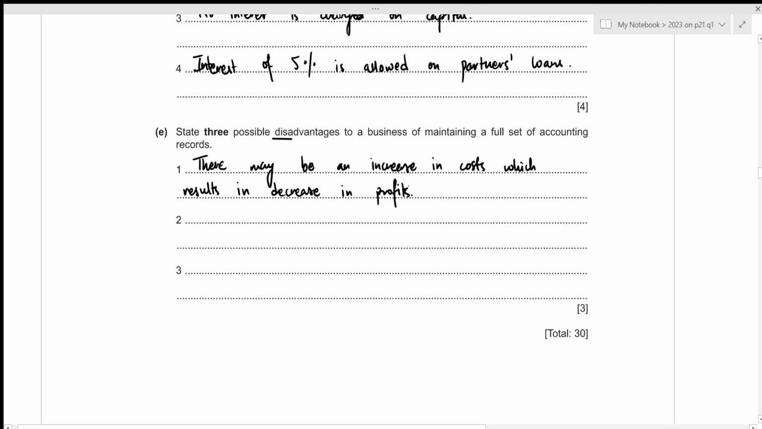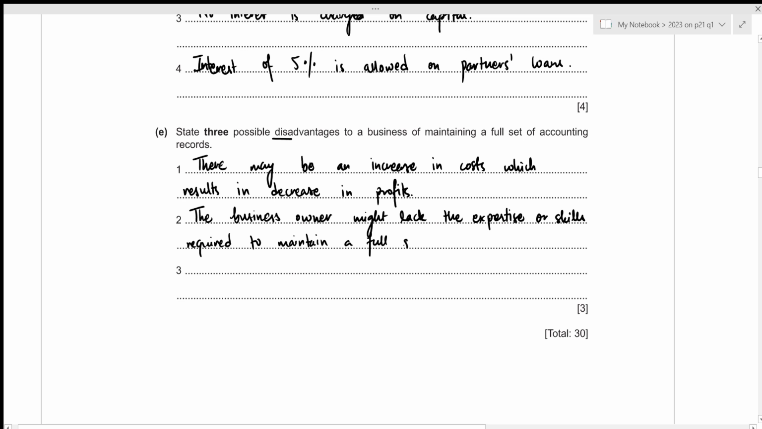Then sometimes the business owner might lack the expertise as well as the skills required in order to maintain a full set of accounting records. So that will also be a disadvantage. The business owner might lack the expertise or skills required to maintain a full set of accounting records.